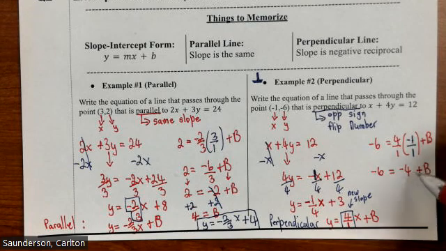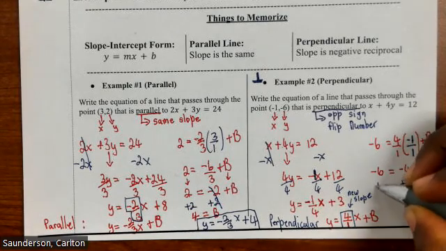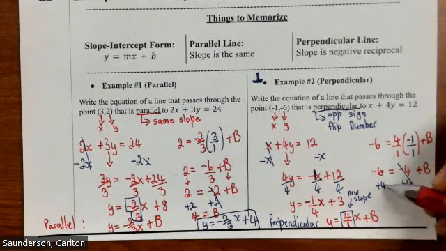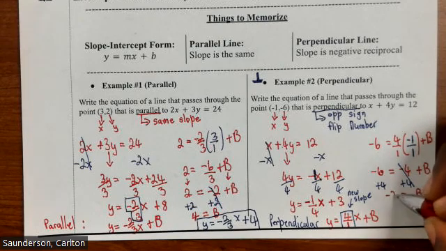All I have to do now is move this negative 4 to the other side. To move this negative 4 to the other side, you add 4. That gets canceled out, and your b is equal to negative 6 plus 4, which is negative 2.